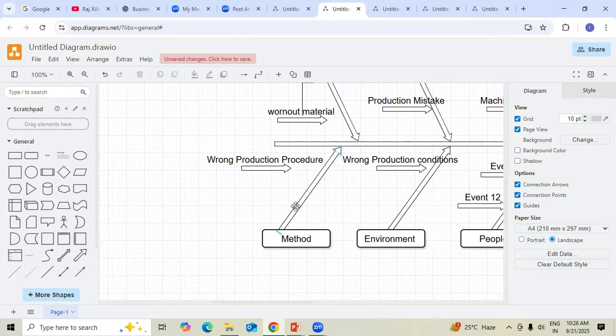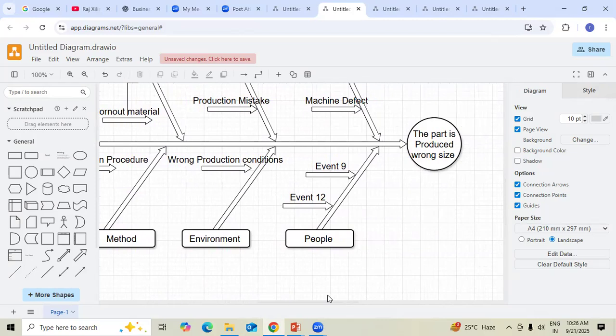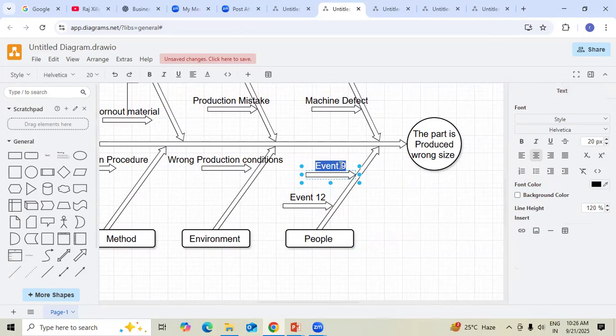These wrong production conditions can be anything. For example, it can be too hot or it can be too cold. It can be any situation where it relates. Okay, it can be too humid or something, right? So that we can take it here. Next, when it comes to the people concerned, it can be an employee mistake.